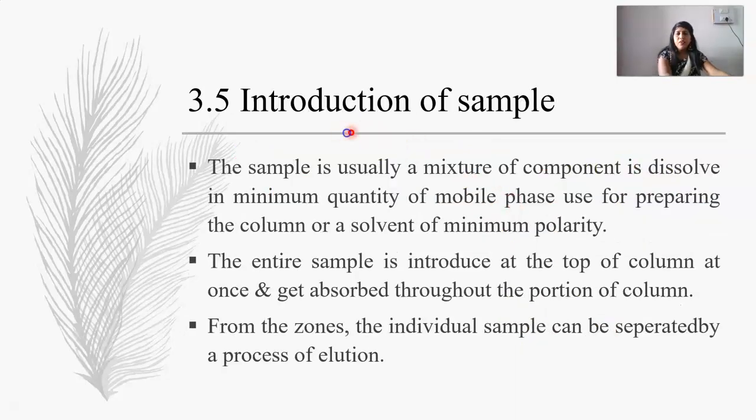The next point is introduction of the sample. The sample is usually a mixture of components dissolved in a minimum quantity of the mobile phase used for the preparation of the column, or a solvent of minimum polarity. The entire sample is introduced at the top of the column at once, and it gets adsorbed at the top portion of the column, and from it the zones of individual components are separated by the process of elution.